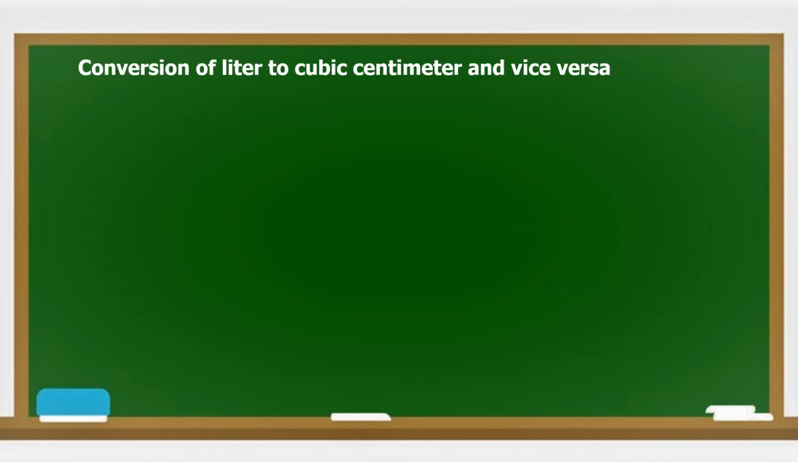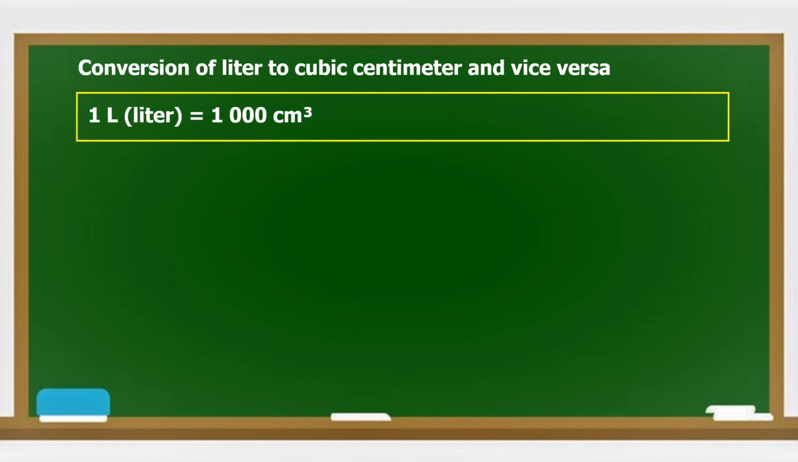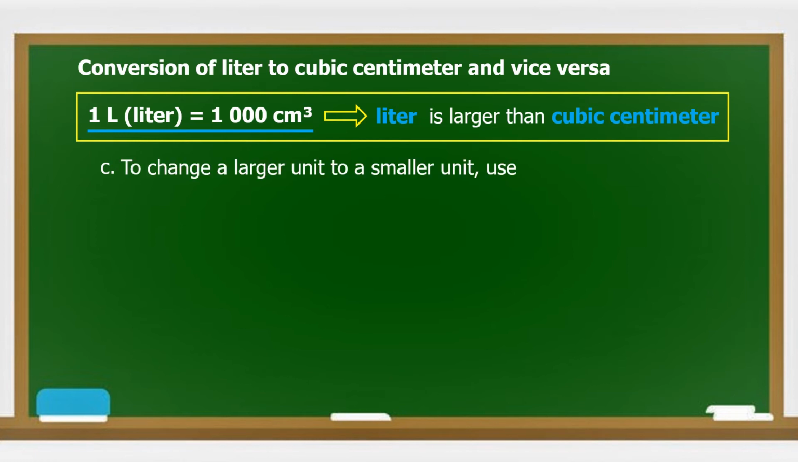Next, in converting liter to cubic centimeter and vice versa, remember that 1 liter is equal to 1,000 cubic centimeters. Liter is larger than cubic centimeter. Again, to change a larger unit to a smaller unit, use multiplication.